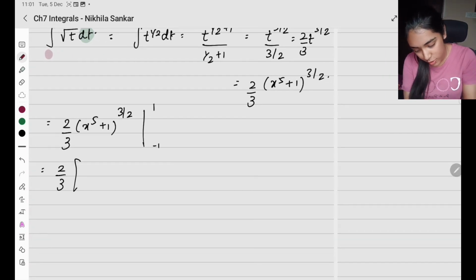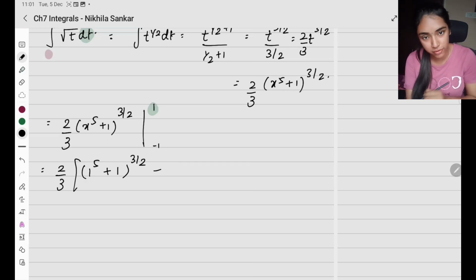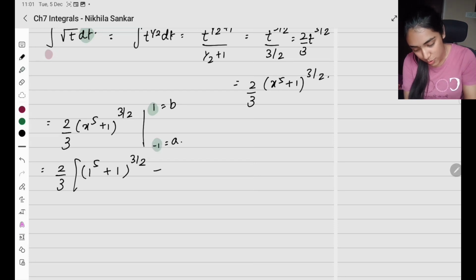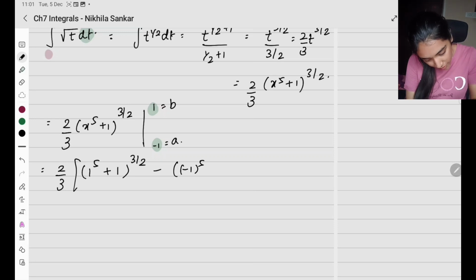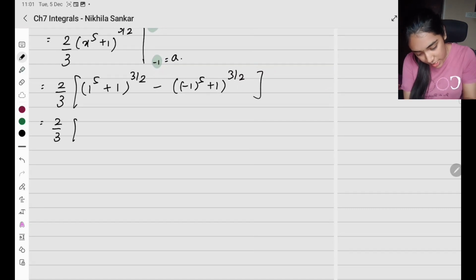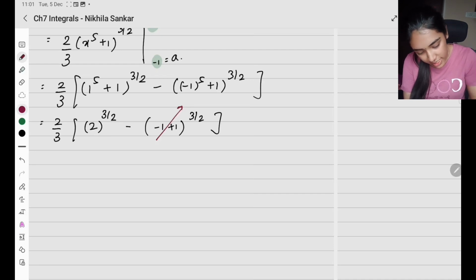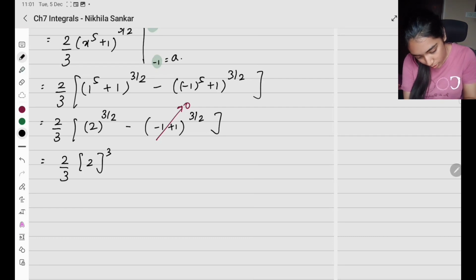First I'm going to substitute the value of 1. So I have 1 power 5 plus 1 the whole power 3 by 2. This is going to be my b, so f of b minus f of a. Now when I substitute the value of -1, I have -1 to the power 5 plus 1 the whole power 3 divided by 2. When I simplify, 2 by 3 times 1 power 5 is 1, plus 1 is 2. So 2 to the power 3 by 2 minus, here we have -1 plus 1 to the power 3 divided by 2. So this gets cancelled, as -1 plus 1 is 0. So I have 2 by 3 times 2 to the power 3 by 2.